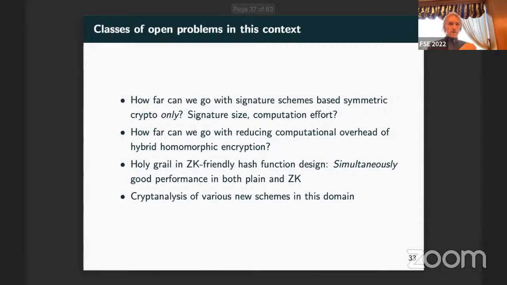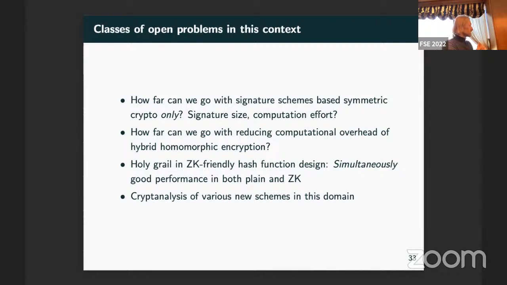So let me move into the last part of my talk here. A few open problems, high level problems. One I mentioned already, can we decrease signature sizes even more for these post-quantum signature approaches? Can we reduce the computational overhead even more? There's a number of promising directions.